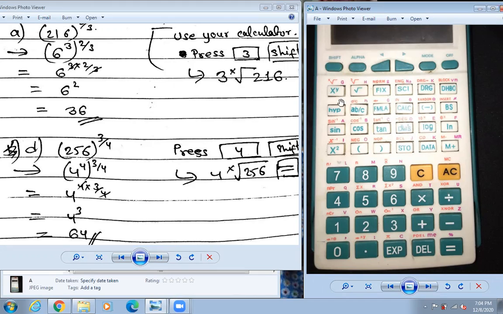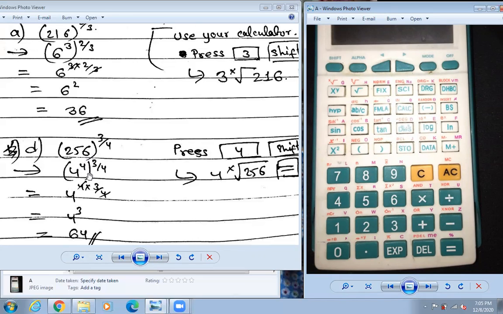For the root, what do we do? Shift root. If you press shift and this key, it becomes root. So 4 root 256, then equal. You'll get 4 on the screen. So write down 4, and it is the power of 4, so 4 power 4 means 256.